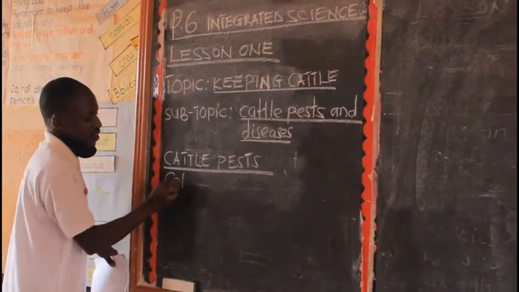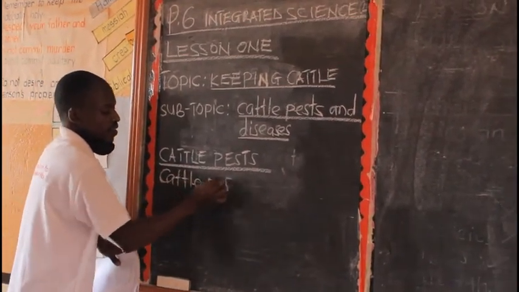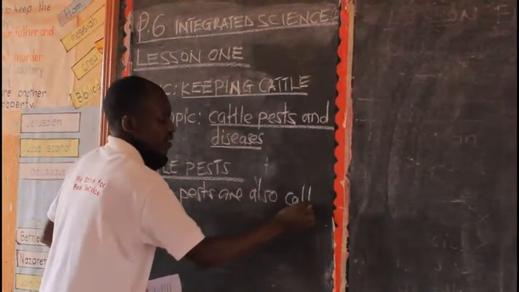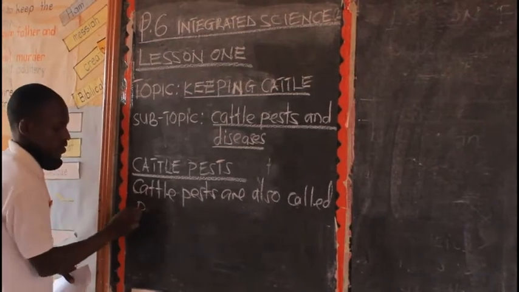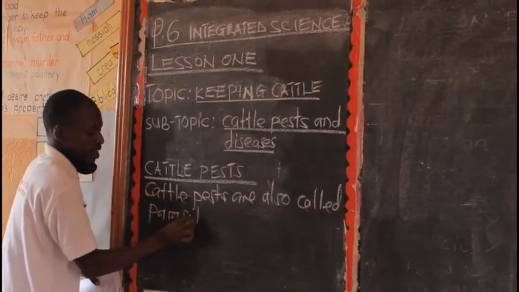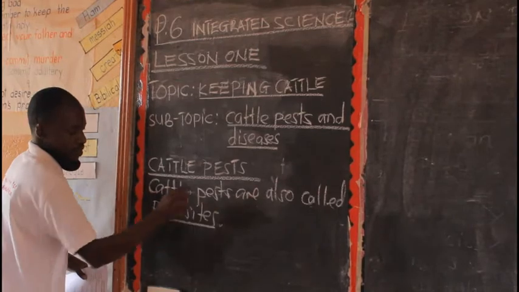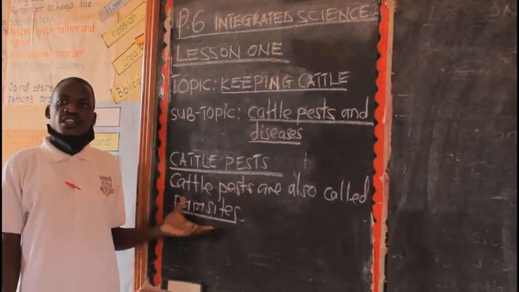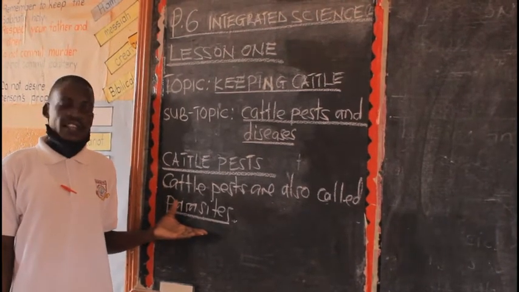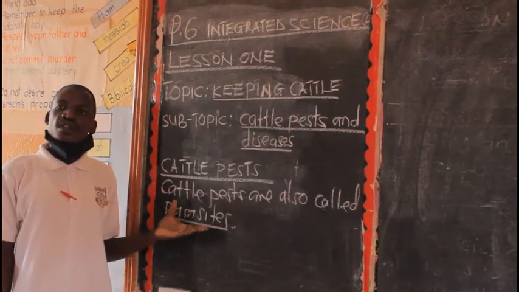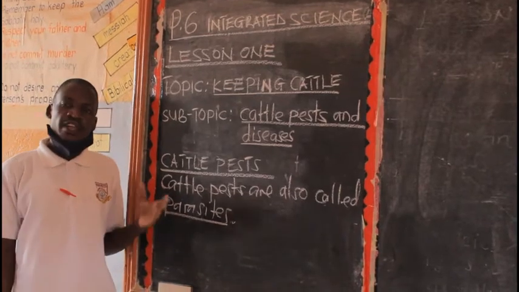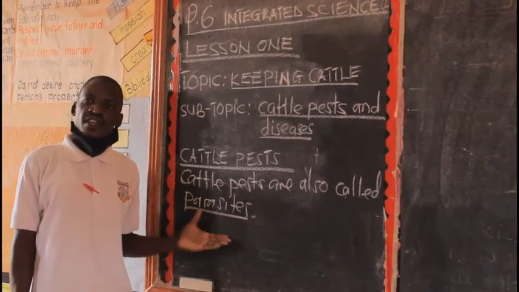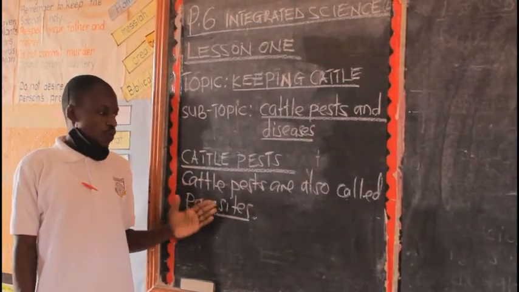Cattle pests are also called parasites. So when we look at parasites, in primary 4 we looked at parasites. In primary 5 we looked at parasites that affect goats, sheep and pigs. In primary 6 we are looking at parasites that affect cattle. So what's a parasite?